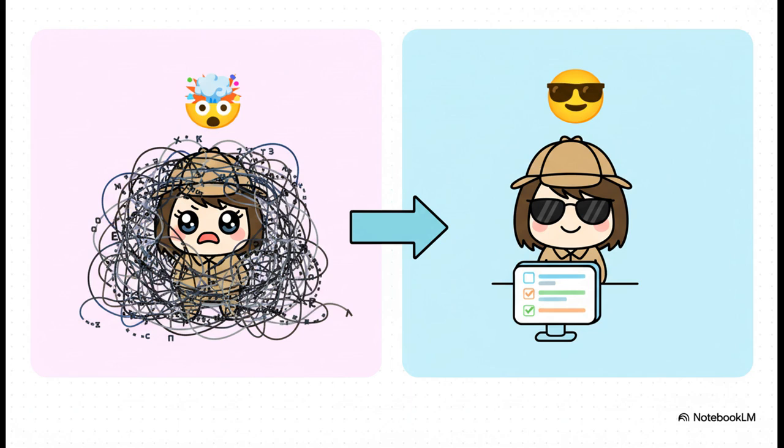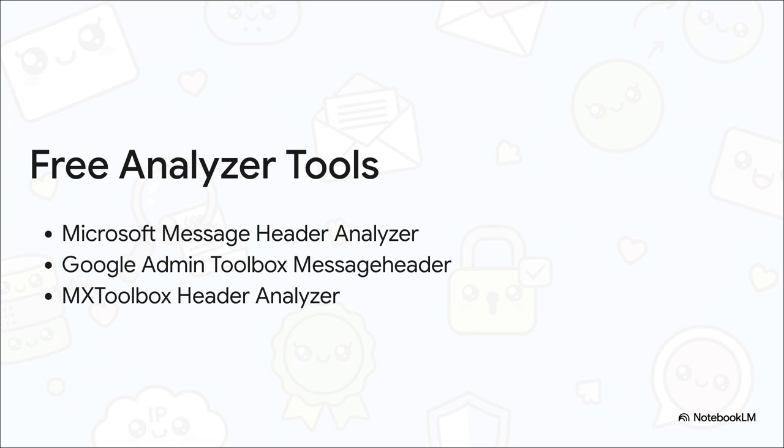And I mean, just look at the difference. It is night and day. On the left, you've got that confusing wall of text, but on the right, you get a beautiful, color-coded report that instantly shows you the email's path and a simple pass or fail on its security checks. It turns chaos into clarity. And you can start using these right now. The big players, Microsoft and Google, have their own fantastic free tools. And there are other great ones too, like MX Toolbox that IT pros use all the time.